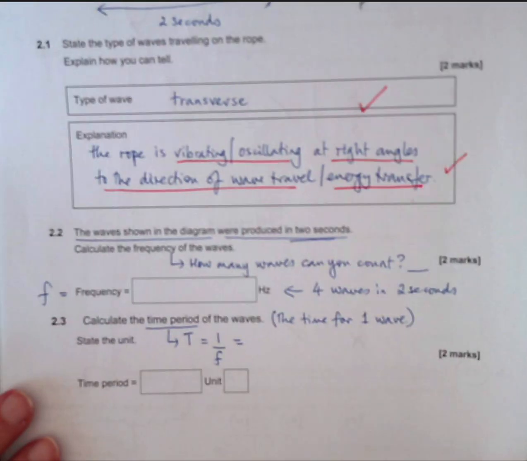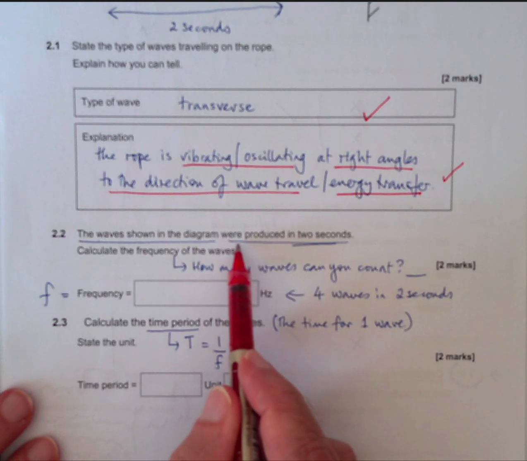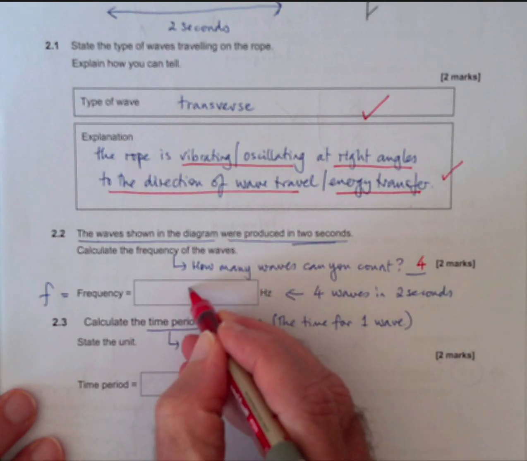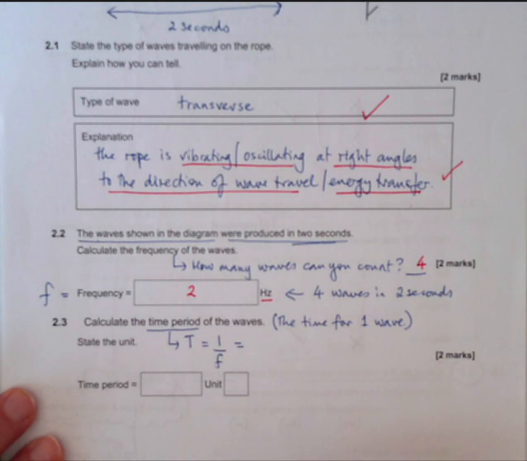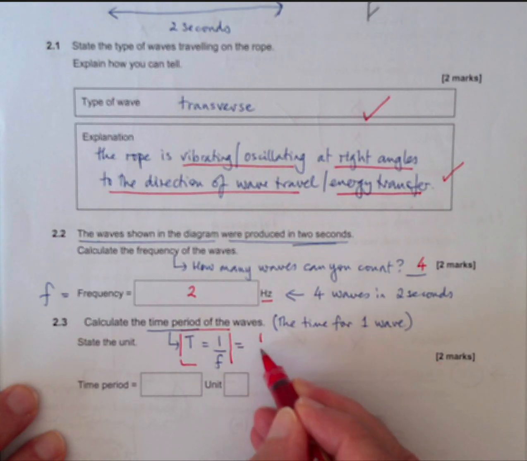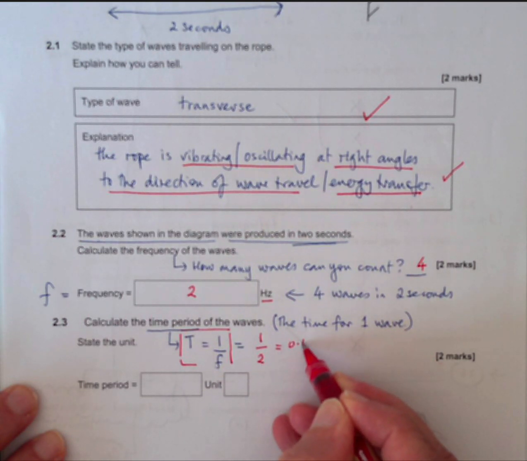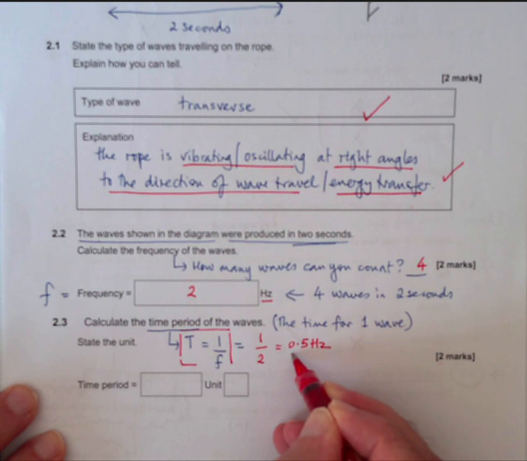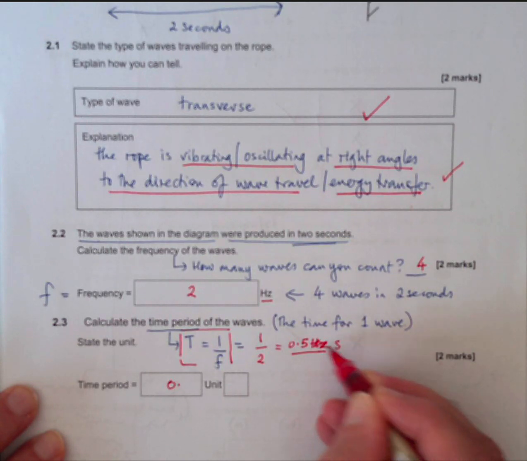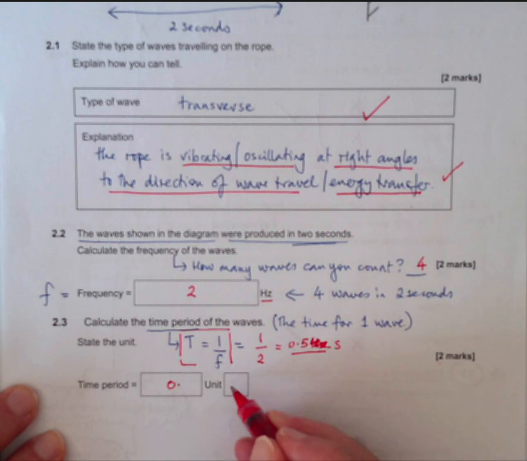The next part of the question says how many of the waves shown in the diagram were produced in 2 seconds. How many waves can you count? The answer is 4. So 4 waves in 2 seconds, that's 2 waves per second, which is 2 hertz. Calculate the time period. If you know the frequency, you know the time period is 1 over f, as we did in the previous question. So it's 1 over 2, and you use decimals in physics. The unit of hertz is for frequency, and the time period is in seconds. So it's 0.5 seconds, the time of 1 wave. So 2 waves in 1 second.